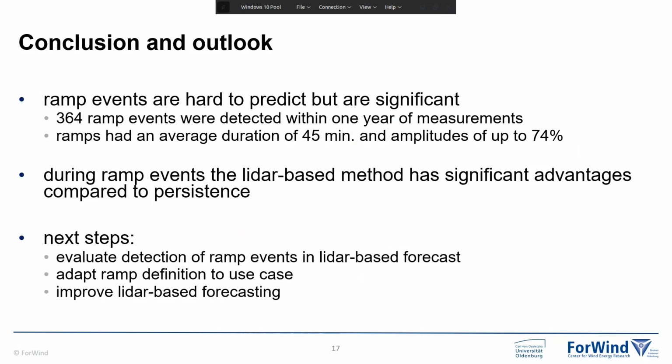And I now rushed quite through the presentation, but I think that's hopefully fine. And just already coming to the conclusion, we always have to keep in mind this result is really depending on our definition of the ramps. So if you change that, you would end up with a different result, at least to some extent. But within this 1 year, we could already identify 364 ramp events. And as I mentioned already, we have an average duration of 45 minutes for a ramp. But we also capture ramps with a change of 74% in power. And we could already see that we can perform better with the lidar-based forecast comparing to persistence.